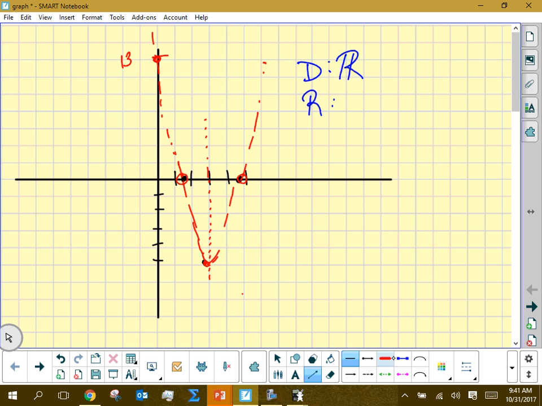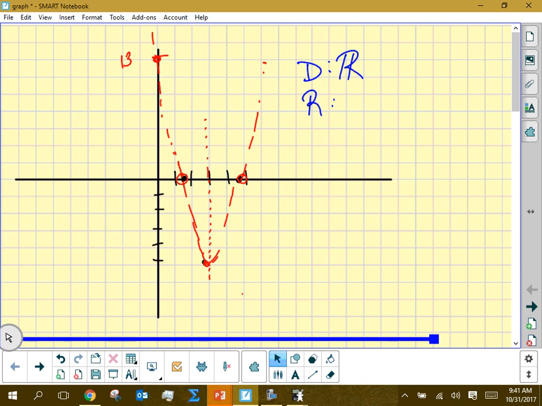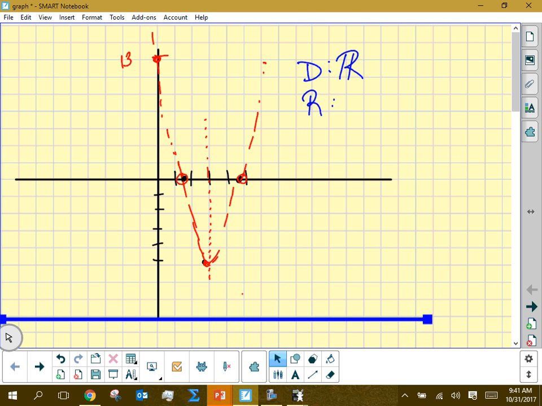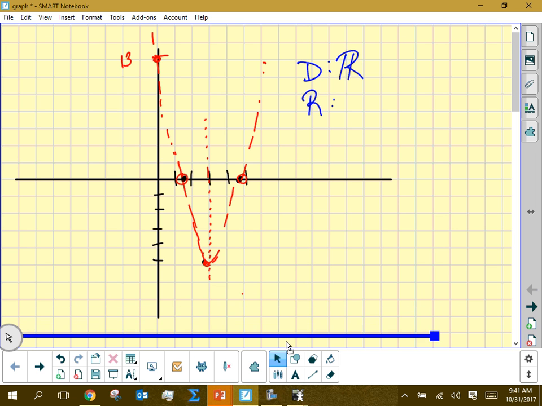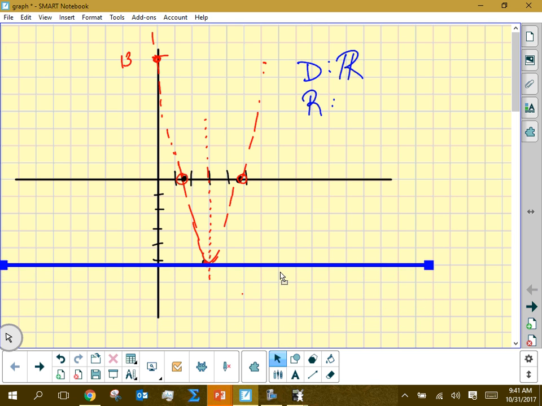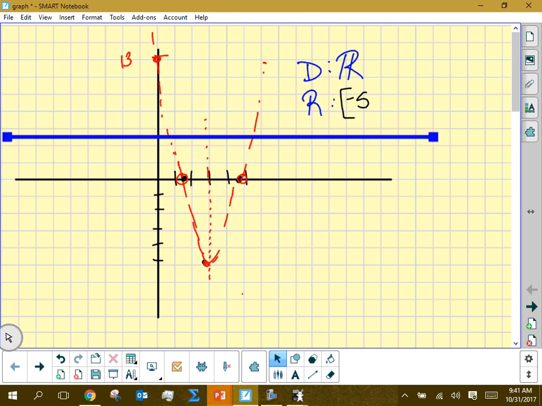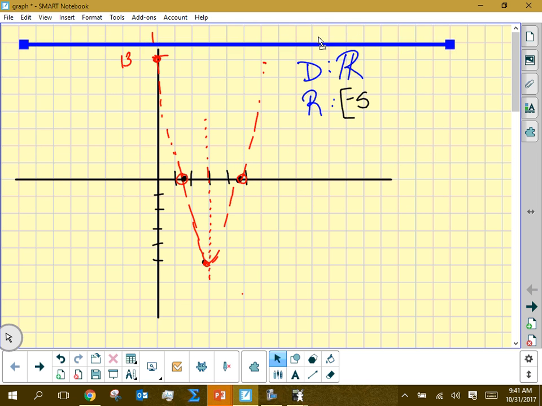When I do the range, remember we're taking a horizontal line at the bottom of our curve, and we start sliding that thing up. Okay? And the first y value that I encounter starts my range. Okay? So what would be the first y value that I encounter? Yeah, negative 5. Now I'm going to include that.